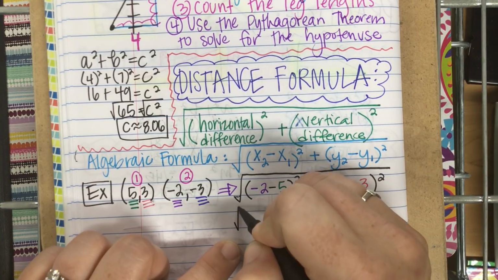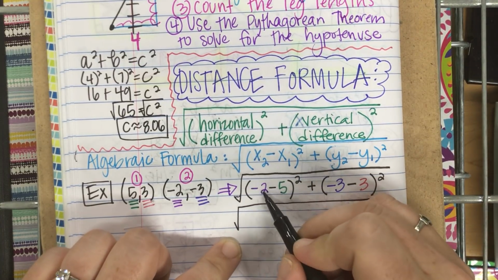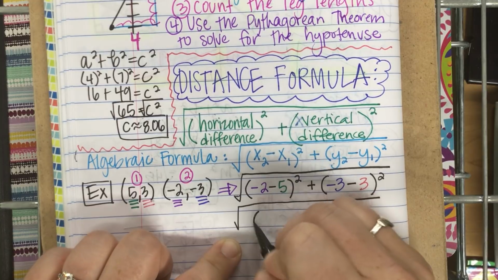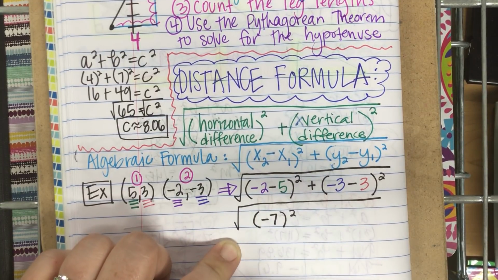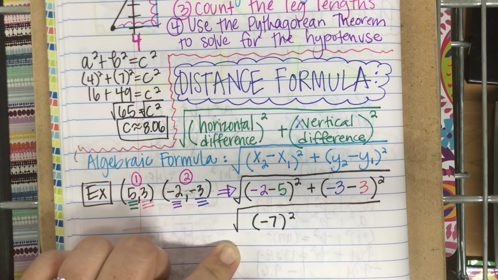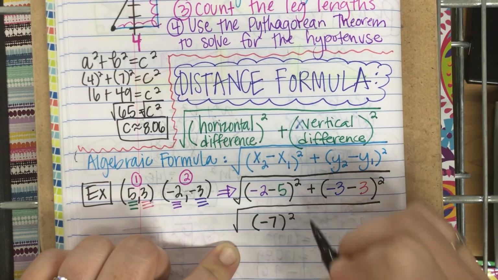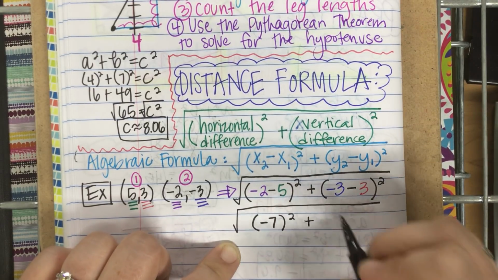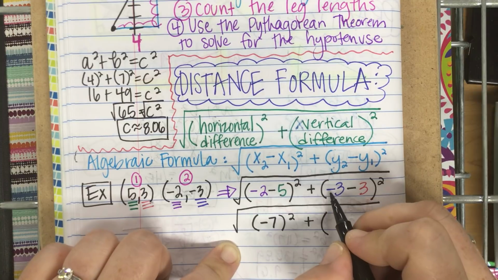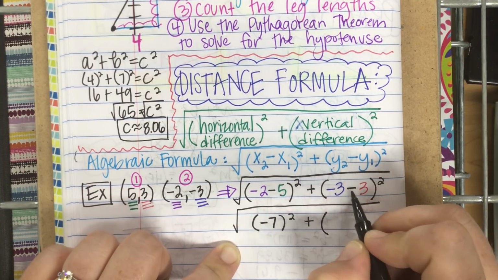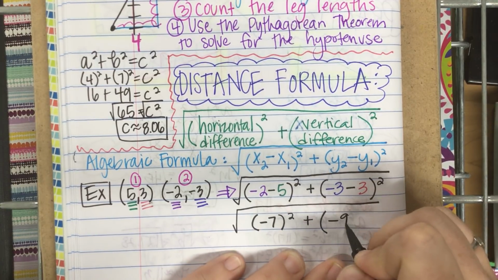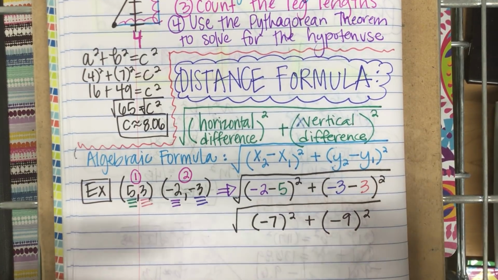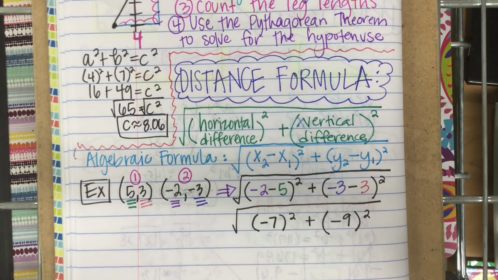Because when I simplify this, -2 minus 5 is -7 squared, plus negative 3 minus 3 is negative 9 squared. Now, if you don't put those in parentheses, you're going to get the wrong answer.